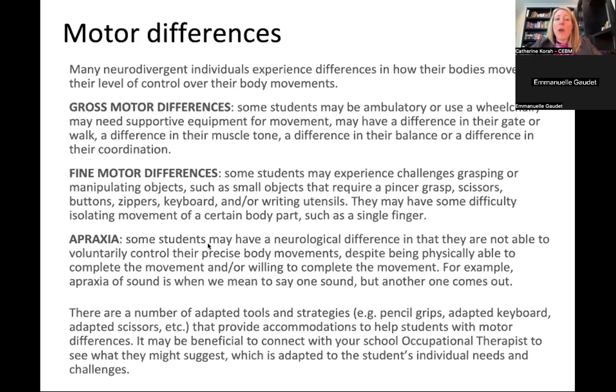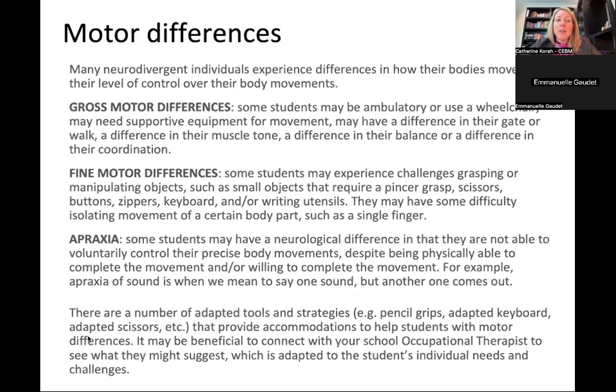Apraxia is when students have neurological differences in the sense that they are not able to control certain movements of their bodies. So their body will move without them wanting it to move. And this also includes sound. And so thinking about sometimes there are students that are blurting out certain sounds. Think about Tourette Syndrome, for example. Tourette Syndrome is a perfect example of apraxia and how this fits into the neurodiverse differences.